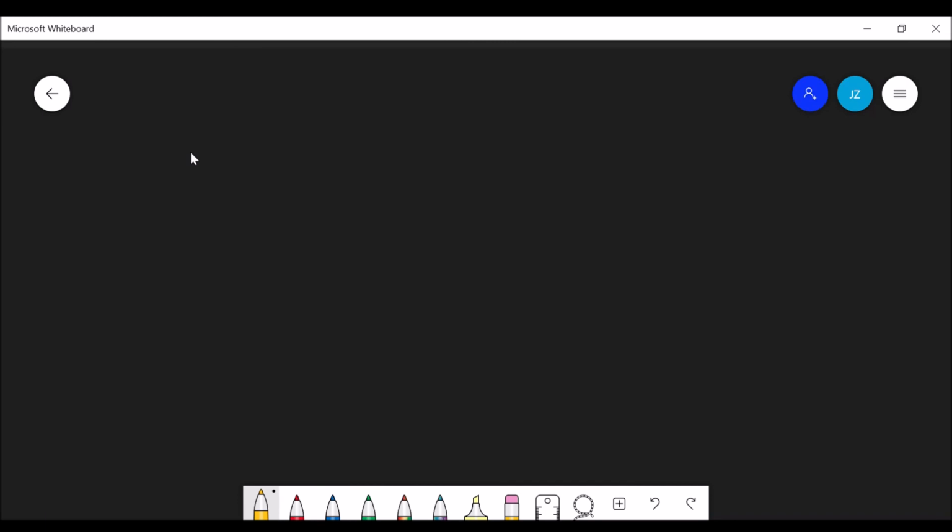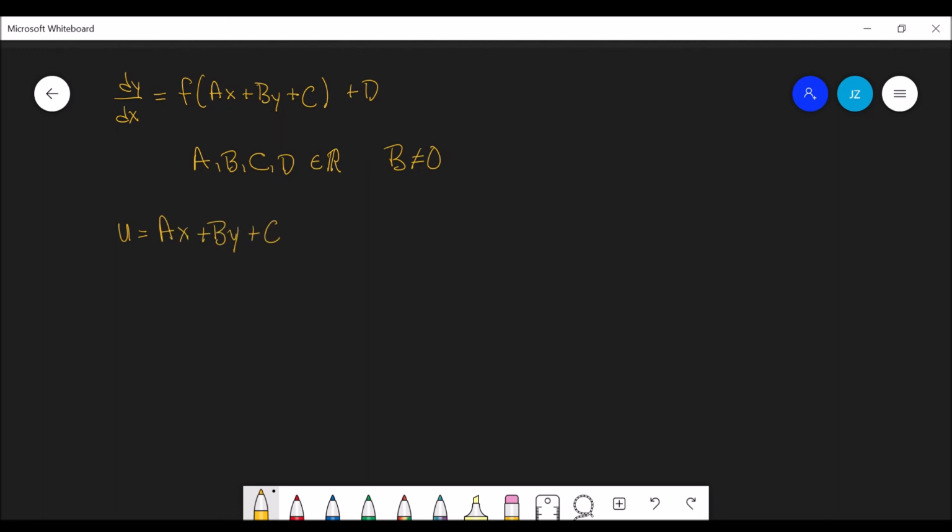If we have a differential equation of the form dy dx equals f of ax plus by plus c plus d, where a, b, c, and d are constants, they're real numbers, with b not equal to 0, then we can reduce this to separable variables by using the substitution u equals ax plus by plus c.